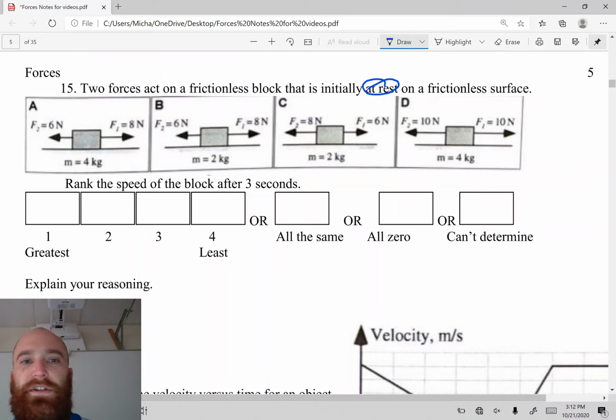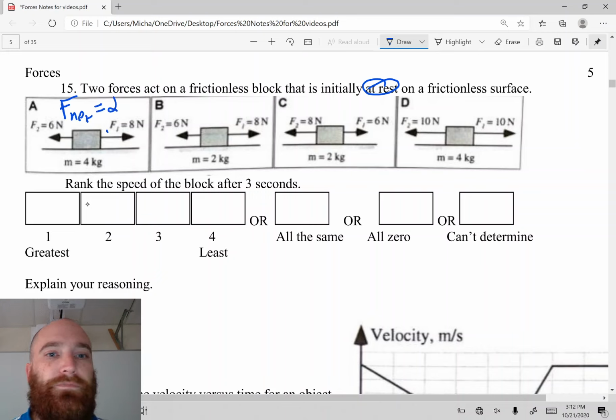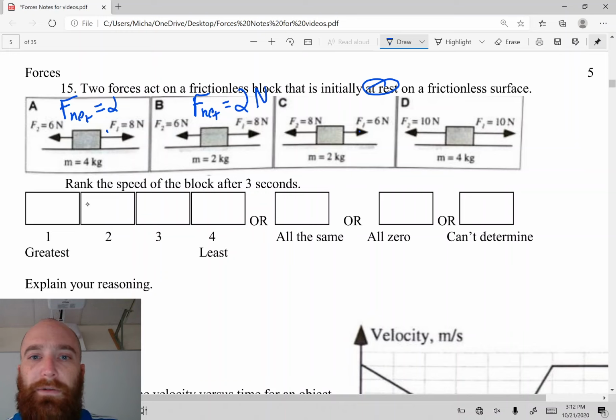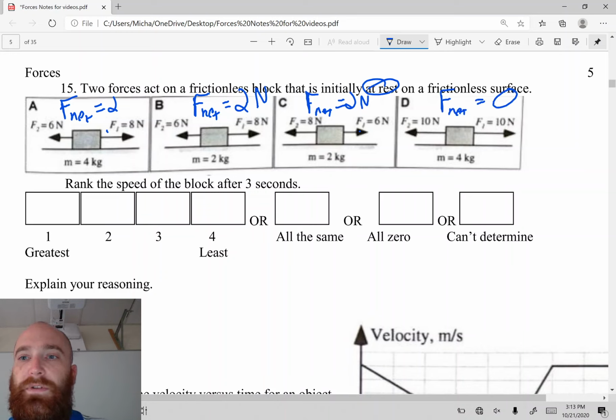We've got multiple forces here, so let's boil this down to make it a little simpler. What's the net force on all of these? Well, we've got 6 and 8. That's a net force. Since they're in opposite directions, they'll subtract. We get a net force of 2. Here, we've got 6 and 8, the same net force. Here we've got 6 and 8, the same net force. And here we've got 10 and 10. That's a net force of 0 newtons.